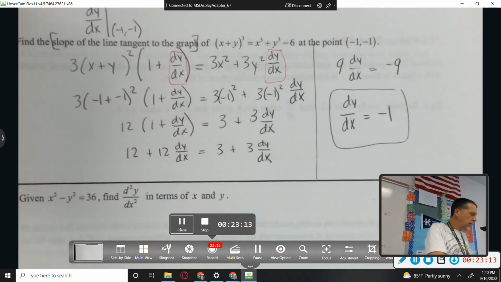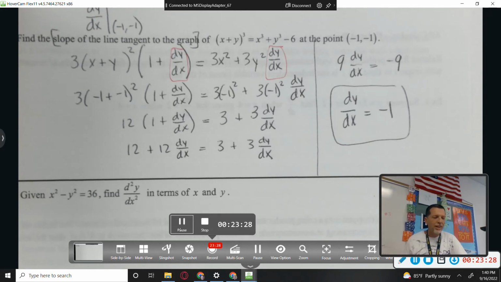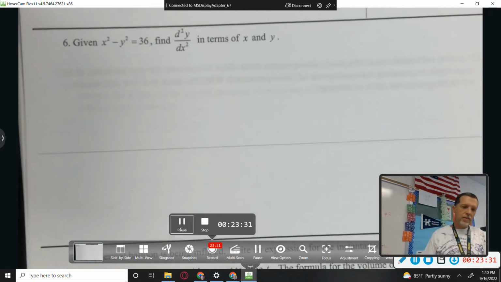Let's see if that's what I got last year. It is. Again, in some ways there's nothing new today. In other ways, it's a lot new. You gotta keep doing dy dx whenever you see it.